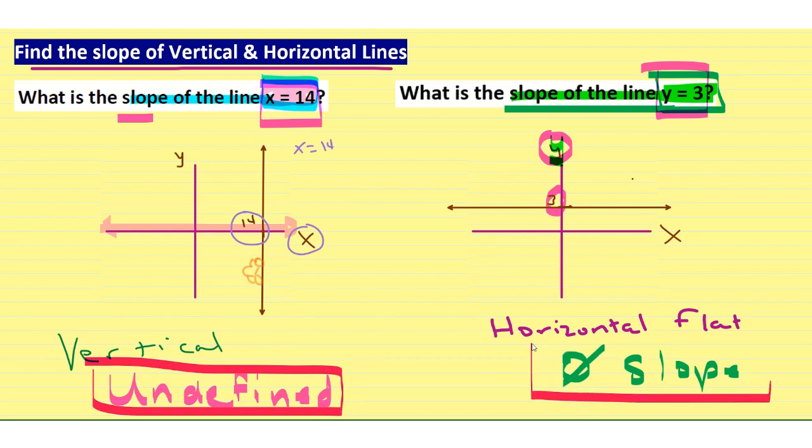Hopefully that helps you think through the process. Anytime you have an x equals a number or y equals a number, it's going to represent a straight line. Just draw yourself a little picture to remind yourself: x equals only touches the x-axis, and y equals only touches the y-axis. So hopefully that helps you think through the process.